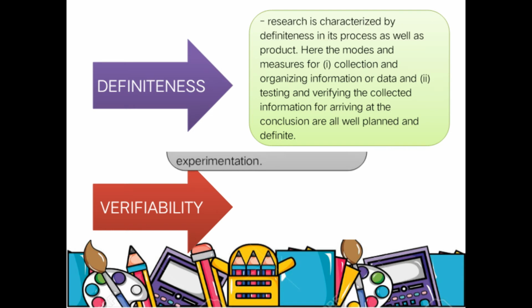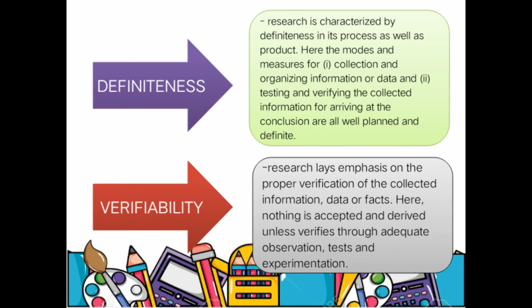Next, verifiability. Verifiability means research lays emphasis on the proper verification of the collected information, data, or facts. Here, nothing is accepted and derived unless verified through adequate observation, tests, and experimentation. Research that you can verify for yourself, not in the sense of verifying scientific conclusions, which often can only be done many years later. All research should be verifiable. A paper is supposed to provide sufficient details about the work that was done to enable competent peers to verify the reasoning and repeat experiments.